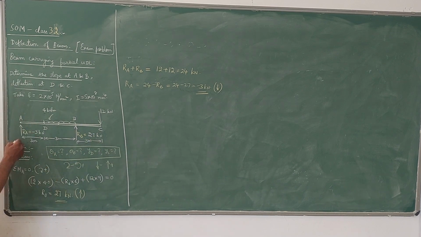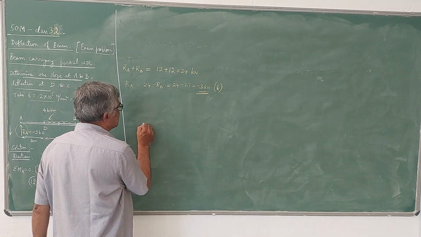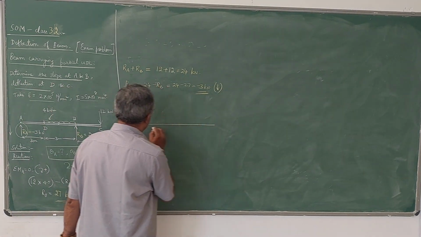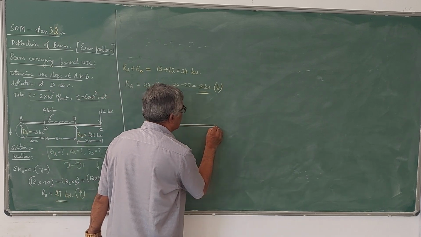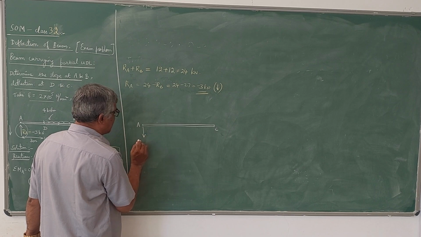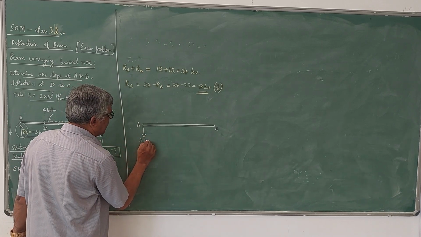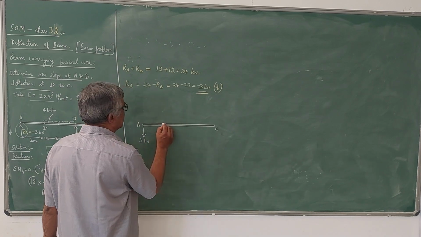That means this direction, instead of upwards, becomes downwards. Now let me write the sketch once again, because the reaction is downwards now. So I will show it like this. This is C, this is A. At A we have a negative downward reaction, which is 3 kilonewton, and you have a UDL here.